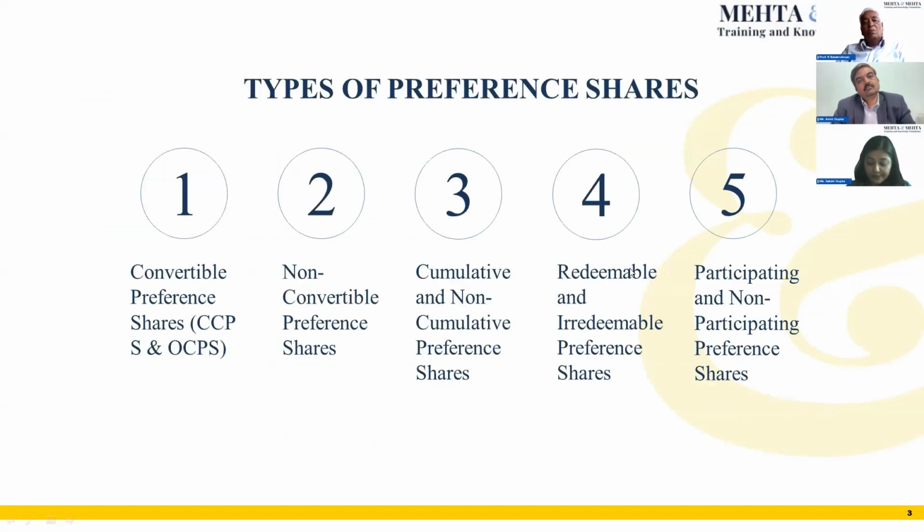Now, there are different types of preference shares which we can discuss. However, in today's topic, we will be discussing in detail the convertible preference shares, which include CCPS and OCPS. But the preference shares, as is obvious by their names, are of five kinds: convertible preference shares, non-convertible preference shares, cumulative and non-cumulative preference shares, redeemable and irredeemable preference shares, participating and non-participating preference shares.